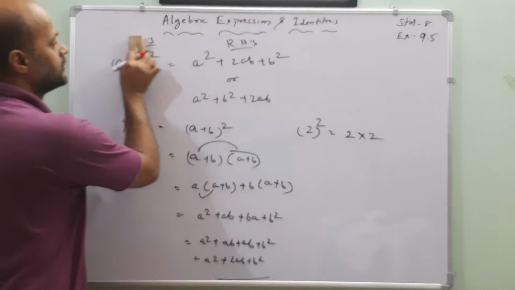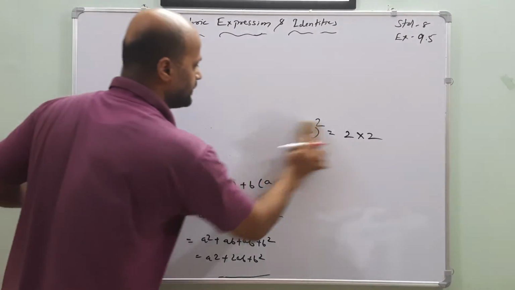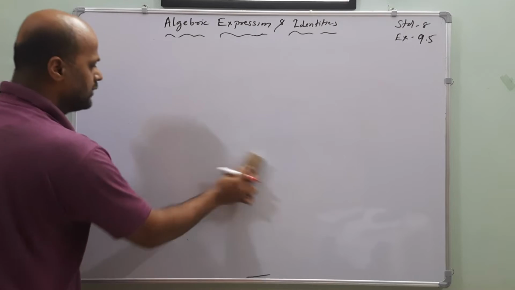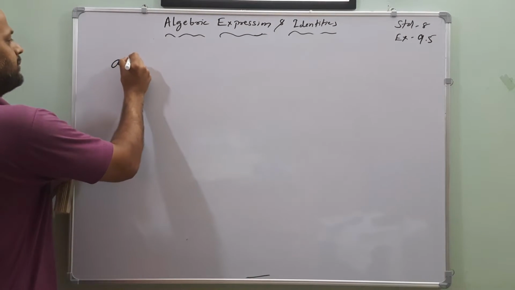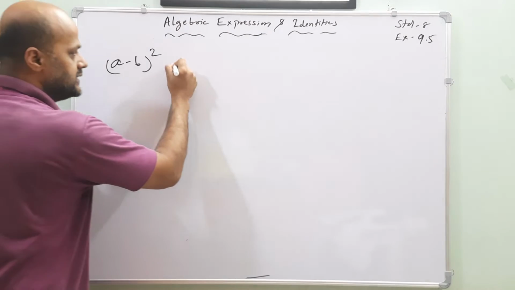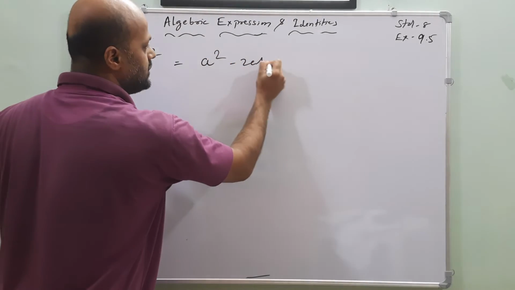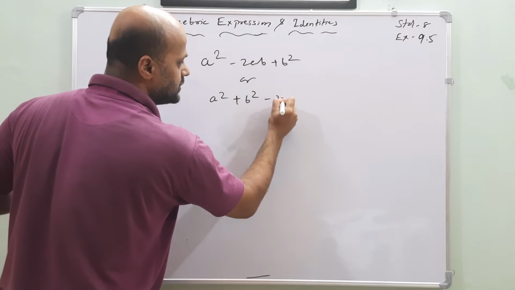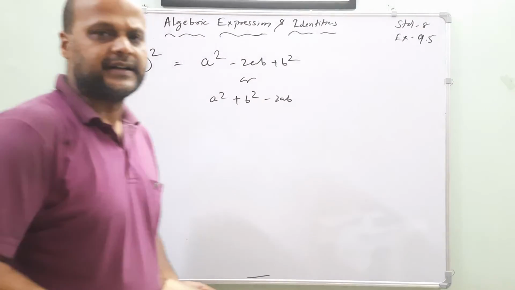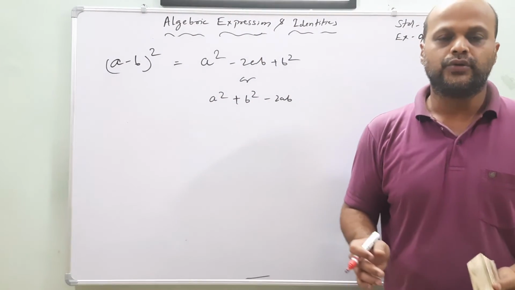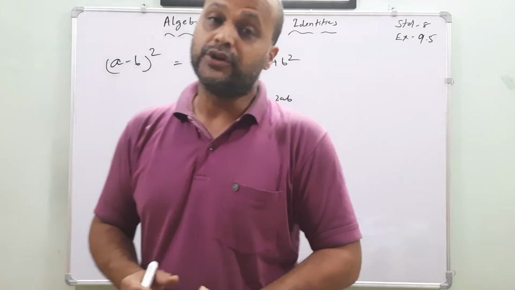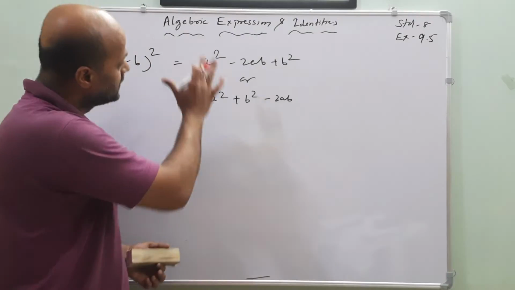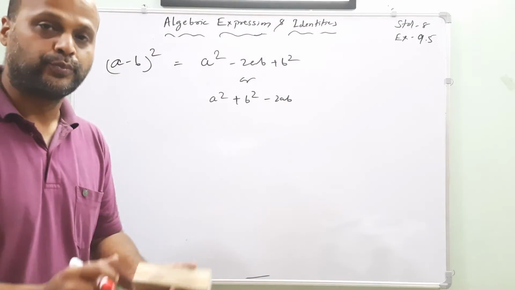Go for the second one. What is the second one saying, my dear friends? The second one is about (a minus b) whole square is equal to a square minus 2ab plus b square, or a square plus b square minus 2ab. This is the second identity. This will also help you in your lifetime. I will tell you one by one how to use this identity, but before that, we have to know how it is formed, or how to prove the identity.